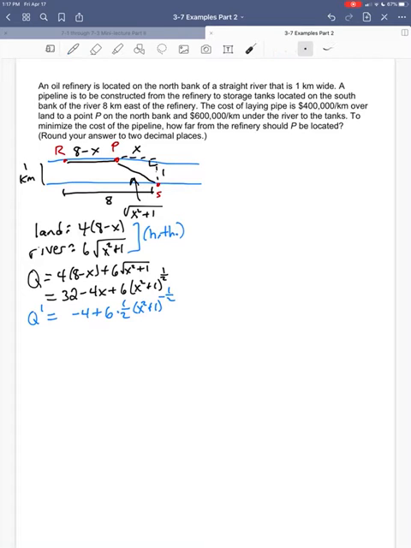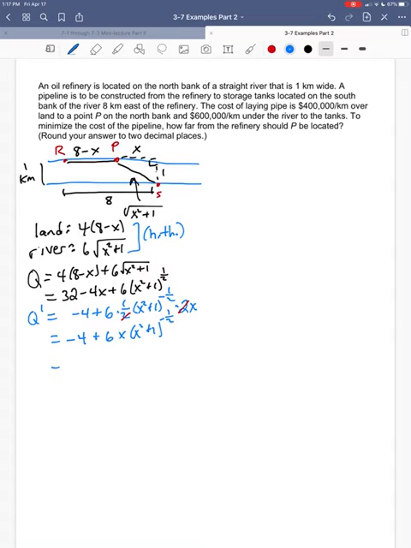And then don't forget, this wasn't just a variable to a power, it was a function to a power. So I have to use the chain rule, and I have to take the derivative of the inside, which would be 2x. And if I clean this up then, I get negative 4. These 2's cancel out. Don't forget that x over there. So I get plus 6x times x squared plus 1 to the negative 1/2.